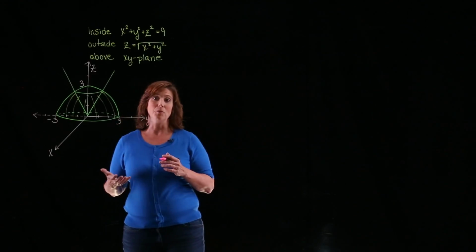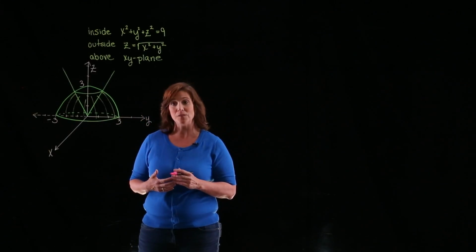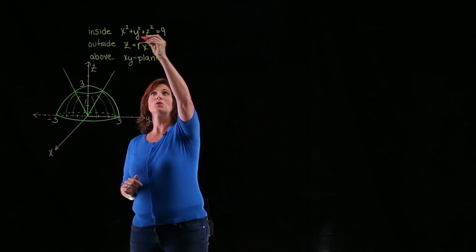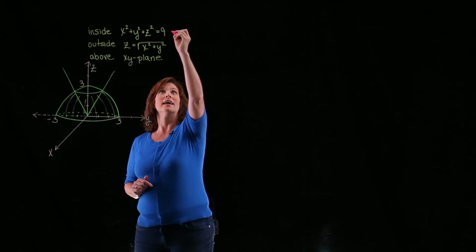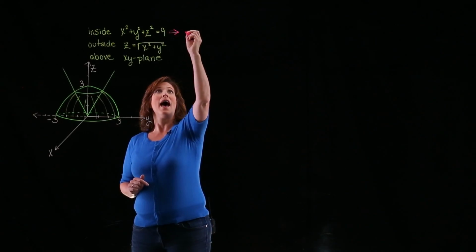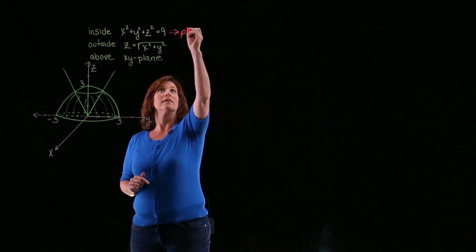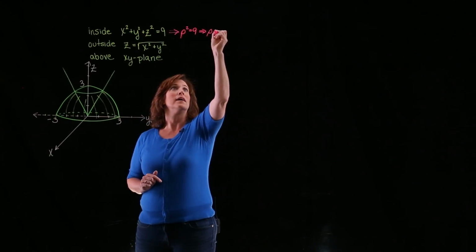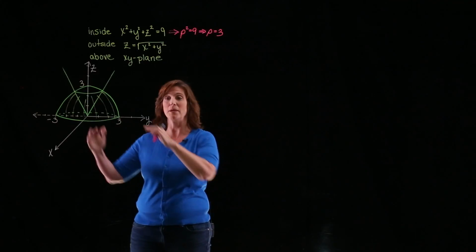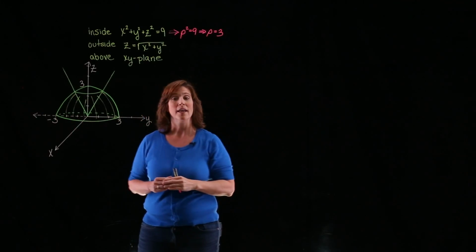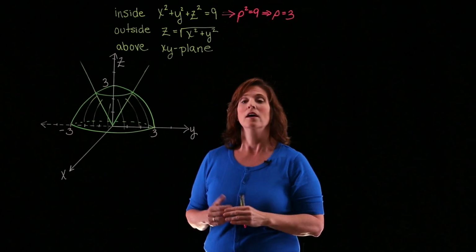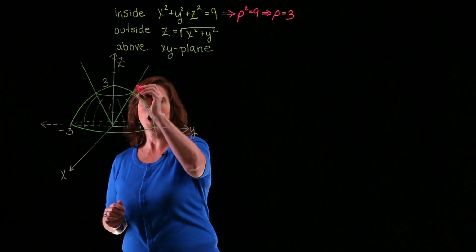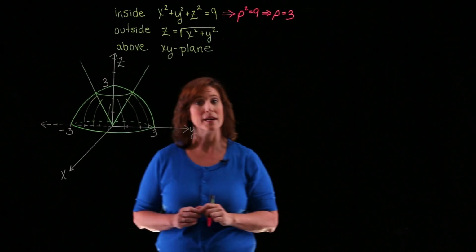To find the volume of this solid, I'm asked to use spherical coordinates. So I notice that my sphere, x squared plus y squared plus z squared equals 9, can be written as rho squared equals 9, or in other words, rho equals 3, because I know it's all above the xy plane. Another thing I'm going to want to do is find the intersection. Where does that cone intersect with my sphere?